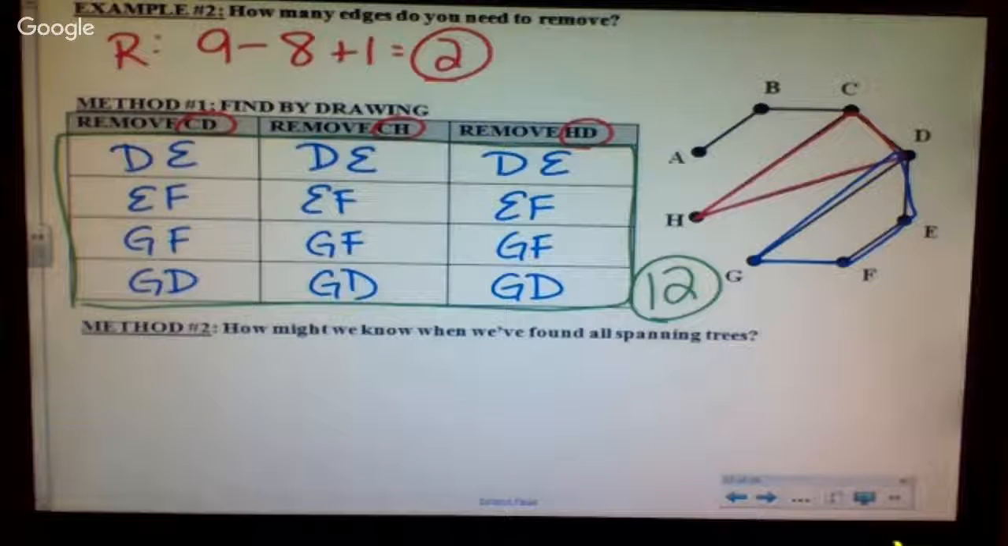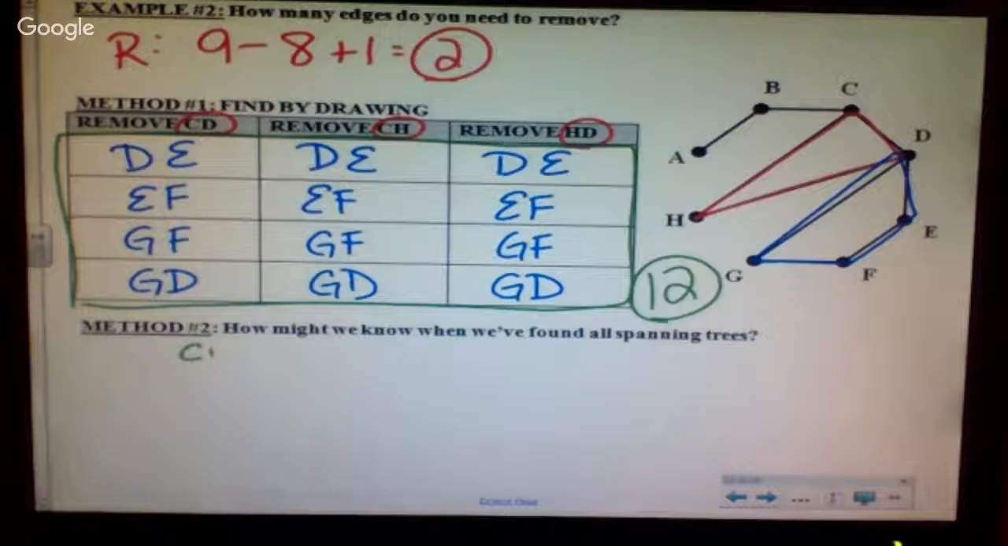This chart can become very difficult to do, especially when your diagrams get really big. So we have a second method. Do you remember back in probability? If I told you you had 3 shirts and 4 pairs of pants, how many different outfits could you have? 12. How do we get that? 3 times 4. It's the same thing here.